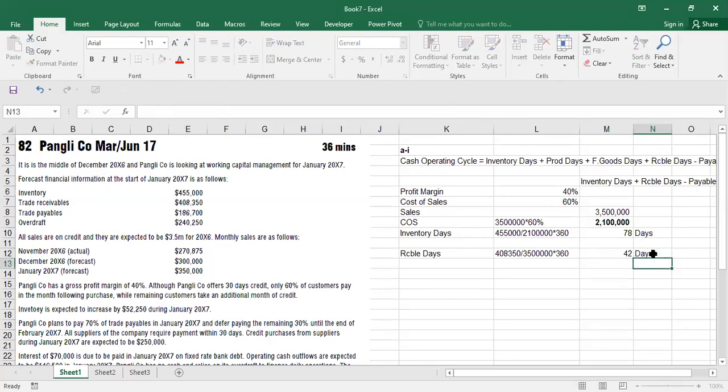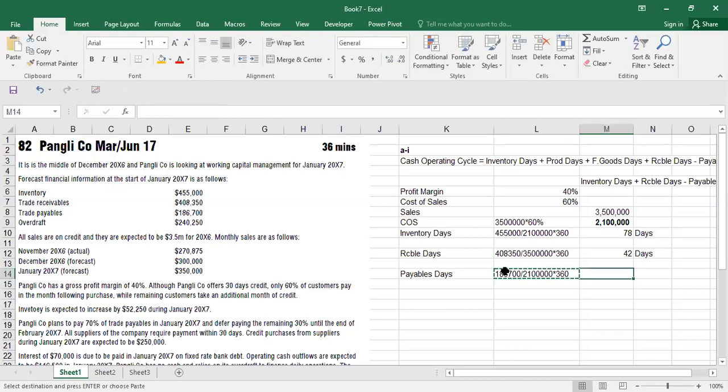These are also days. And then we have our payable days. For payable days, you will take your payables, which are 186,700, divided by cost of sales. This will be done with cost of sales because payables are from purchases, and purchases are your cost of sales. And you got 32 days here. So this is also your days.